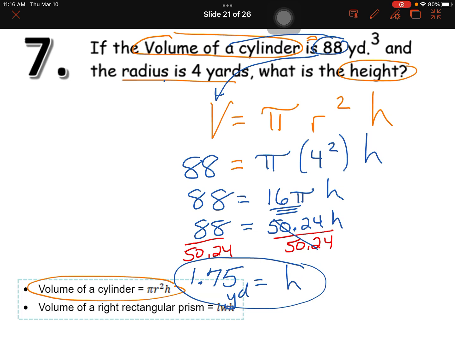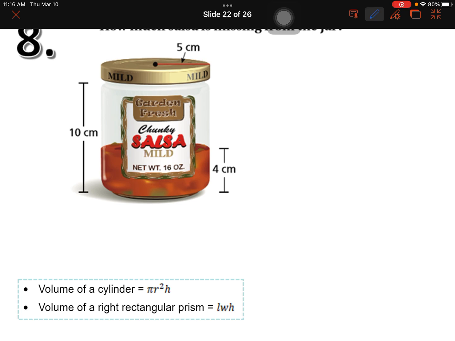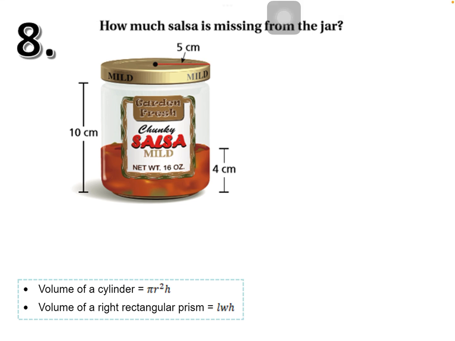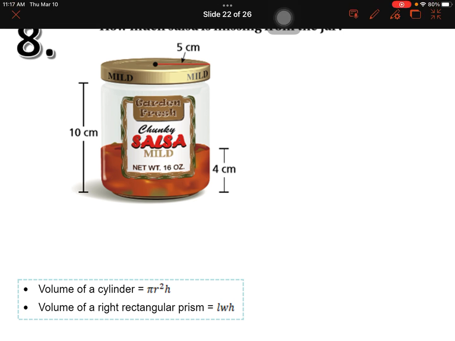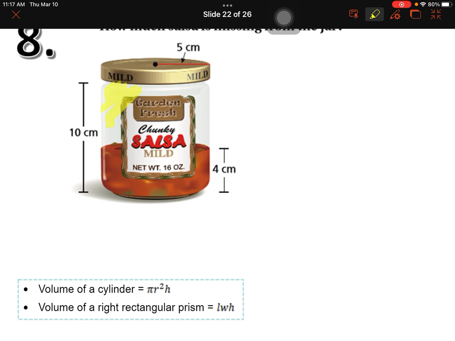All right, the next question, so that's a work backwards question. This next question can be kind of tricky, but we have to read what the question is asking us for. In this case, it says how much salsa is missing from the jar. So if we look at this jar and identify what we're trying to find, we're trying to find this section here that is missing all of the salsa.